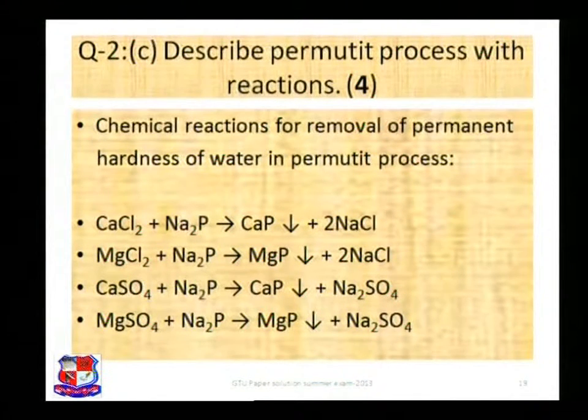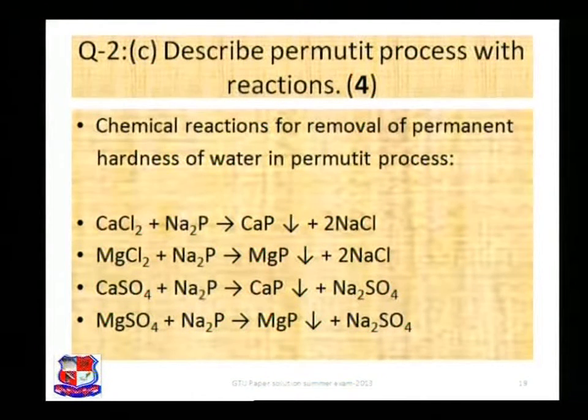Same way, CaSO4, that is calcium sulfate, plus Na2P, that is sodium permutate. So what will happen? CaP plus Na2SO4. At the same time, MgSO4 plus Na2P gives MgP plus Na2SO4. So these are the chemical reactions, the simplest ones, nothing special, just replace the ions. You have a sodium permutate, Na2P, bed, and pass hard water on that.